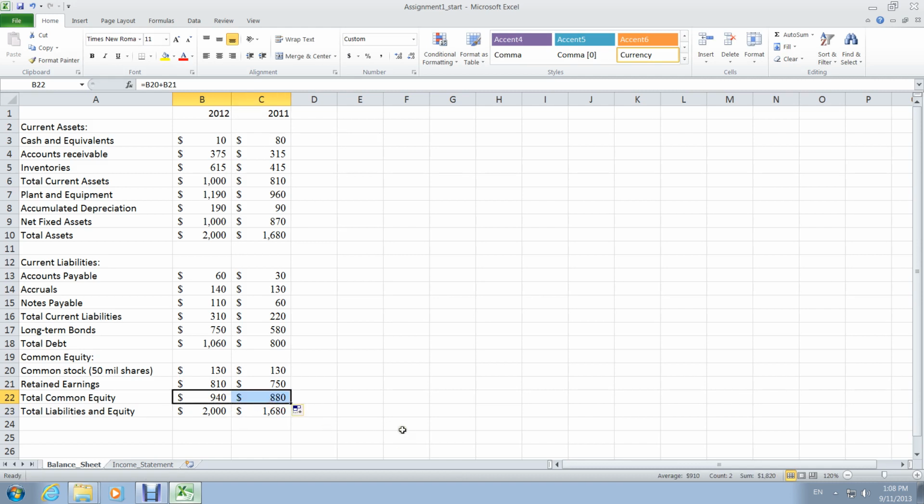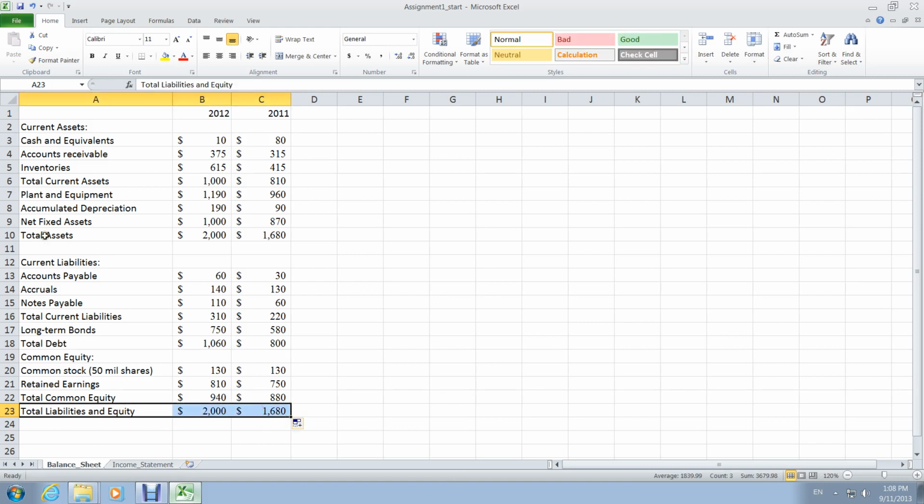And the total equity is the sum of common stock and retained earnings, and these both belong to the shareholders. Now it's time for us to add the total debt and the total equity all together. As you could see, the number here and the number here are the same. Therefore, you have a good balance sheet.